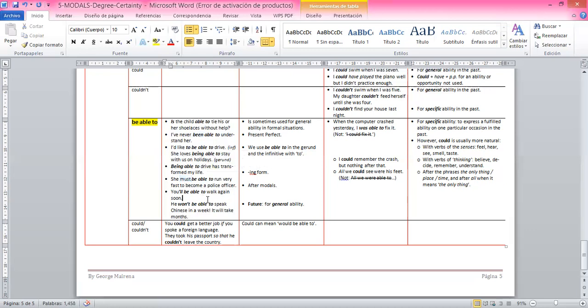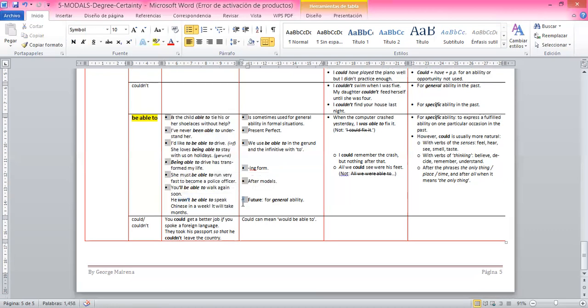And the other one, we have you'll be able to walk again soon. That is simple future. He won't be able to speak Chinese in a week. It'll take months. That is simple future, but in negative. This one, won't, is the same if I tell you will not, okay? Also, we have could here.